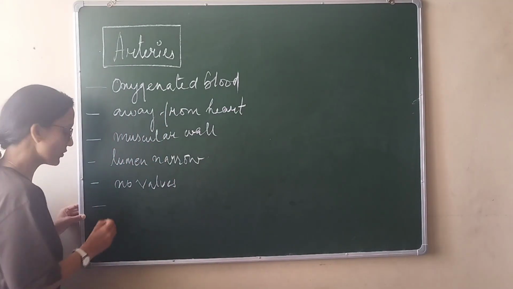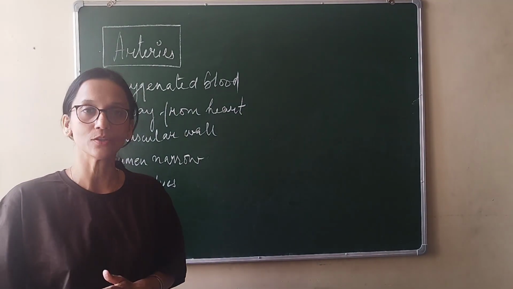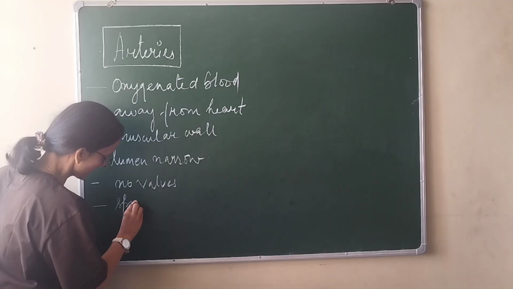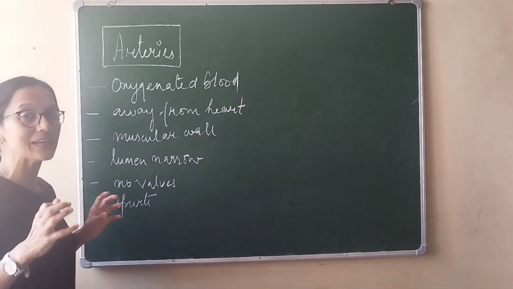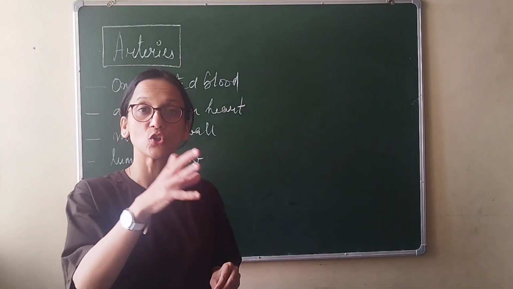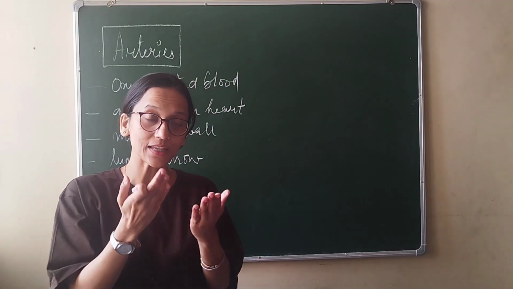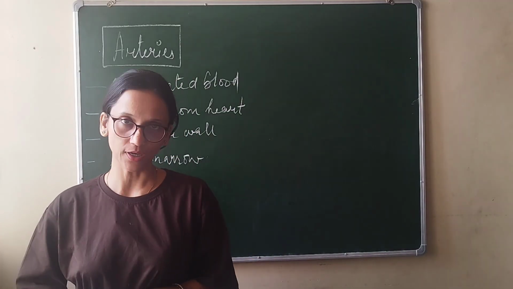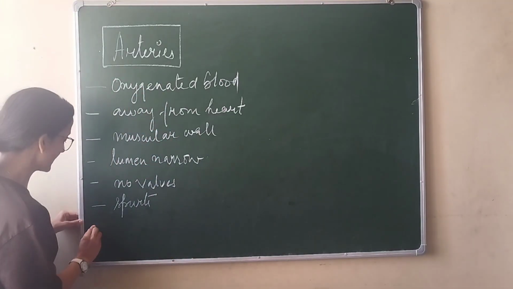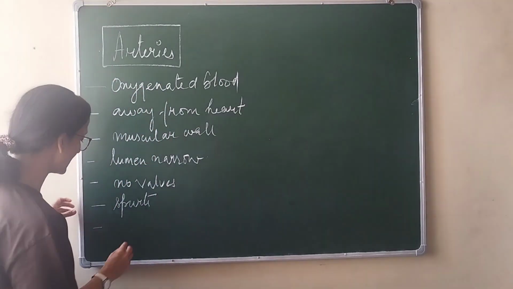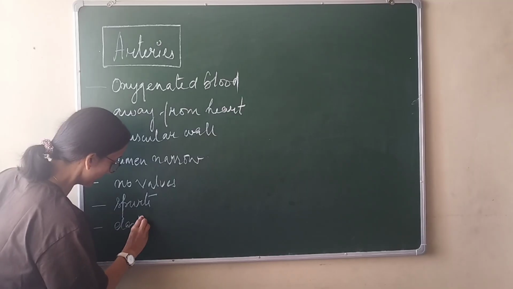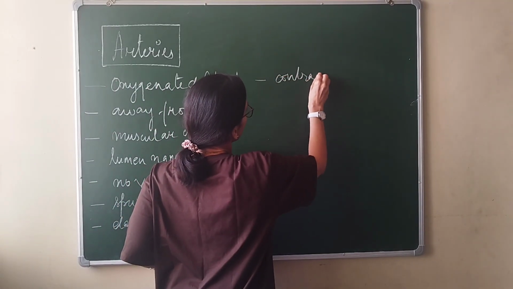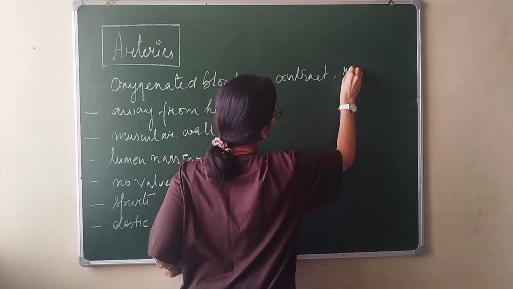Now what is the nature of the blood that is flowing? Is it a continuous flow or does the blood flow in spurts? The blood flows in spurts. That means the blood is flowing through the arteries in jerks, and these jerks happen simultaneously along with the pumping of the heart. Next is elasticity. Are these blood vessels elastic? Yes, they are elastic. Now if they are elastic, that means they can contract and relax.